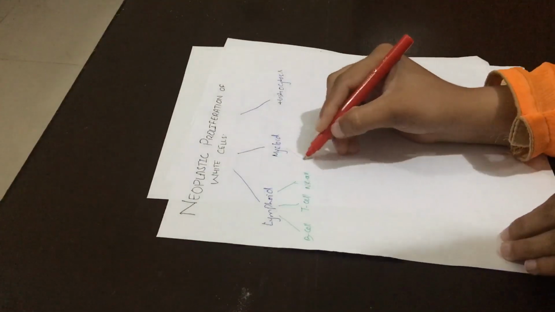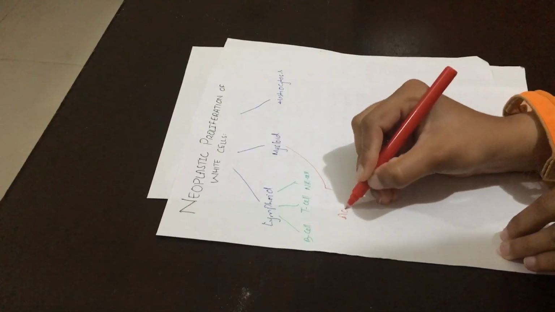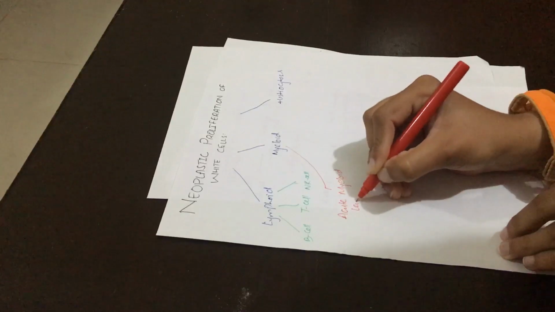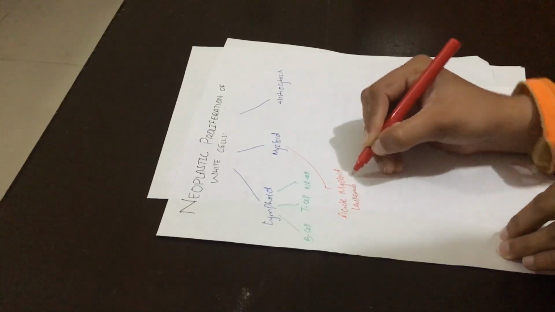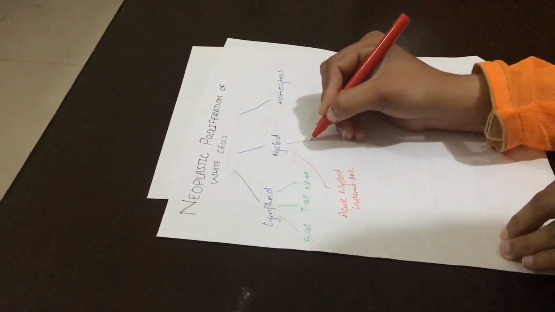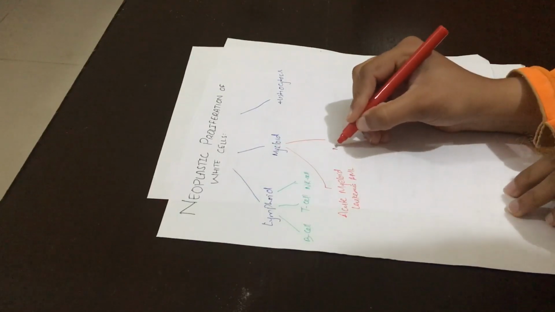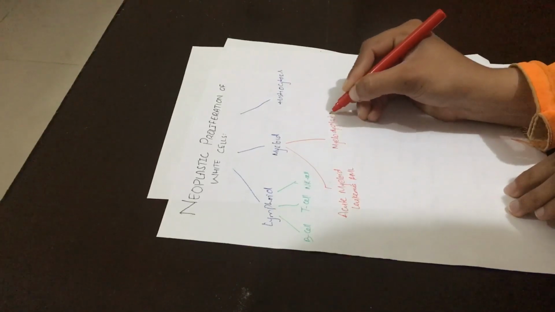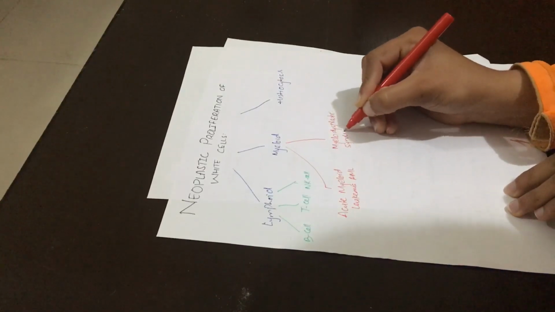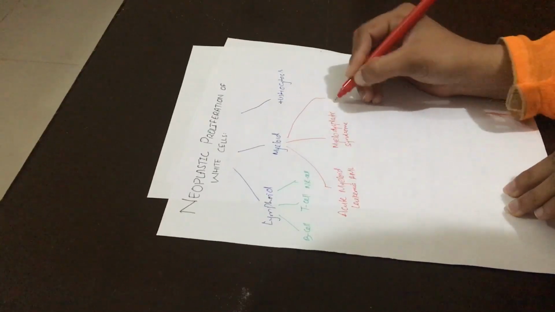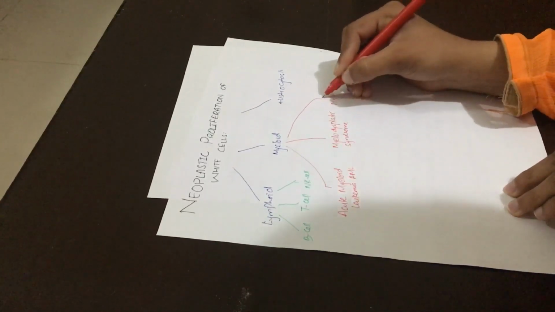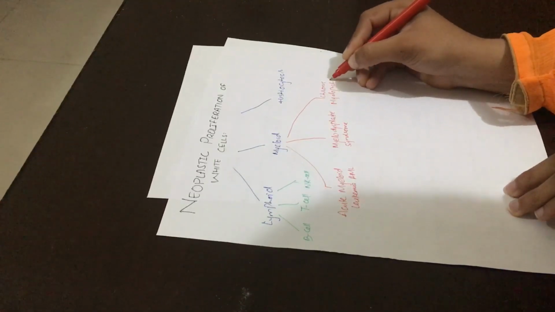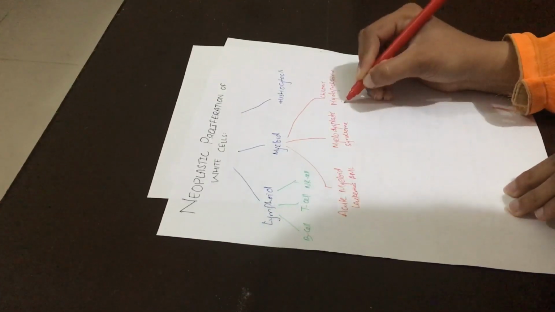And in the myeloid neoplasms, there are also three categories. The first is acute myeloid leukemia, AML. The second is myelodysplastic syndrome. And the third is chronic myeloproliferative disorder.